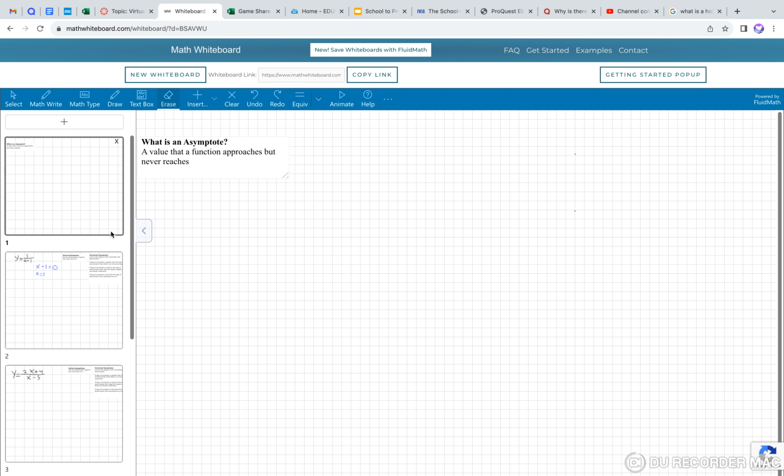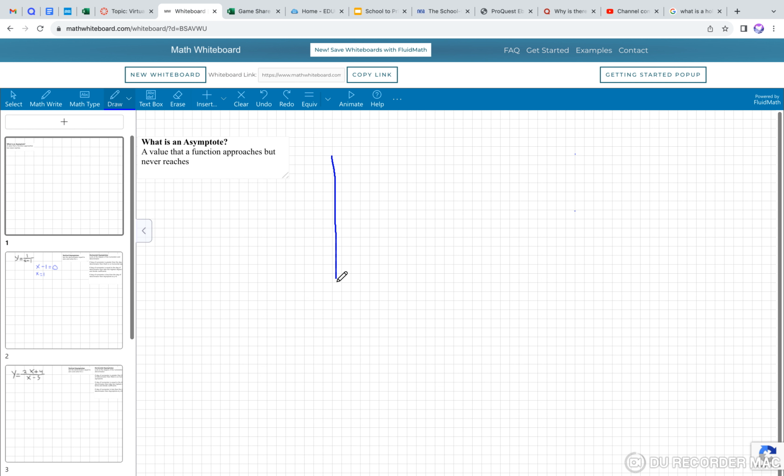Okay, so today we're going to be talking about asymptotes and holes of rational functions. When you have a rational function, y equals something over something else, it may have what we call asymptotes. An asymptote is a value that a function approaches but never reaches. We're going to be focusing on two different kinds of asymptotes today, and those are vertical asymptotes and horizontal asymptotes.